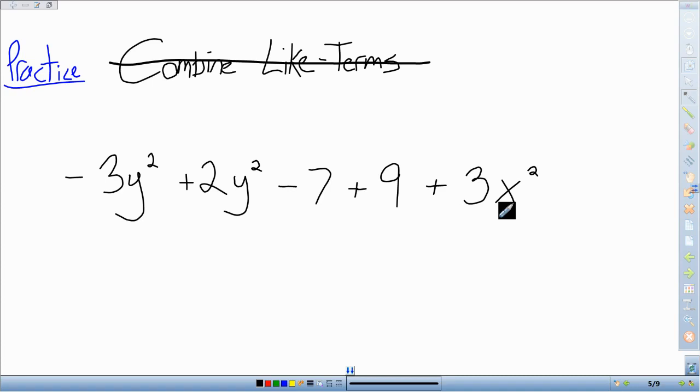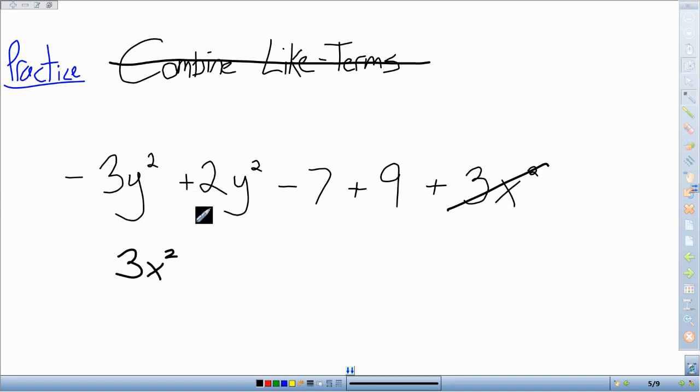Okay. I'm going to start with the x's. Because again, it's earlier in the alphabet. They all have squared, so they all are in the same category there. But let's start with this 3x squared. I'm noticing no other x squareds. So let's write that first. Just bringing it down. Can't combine it. Cross it up.